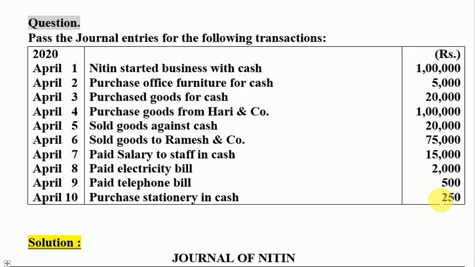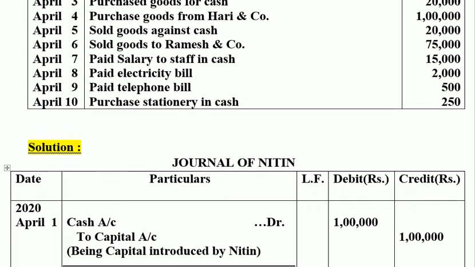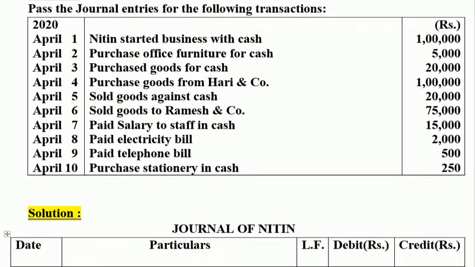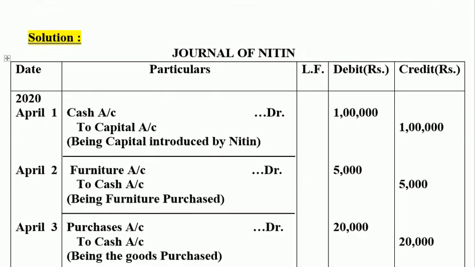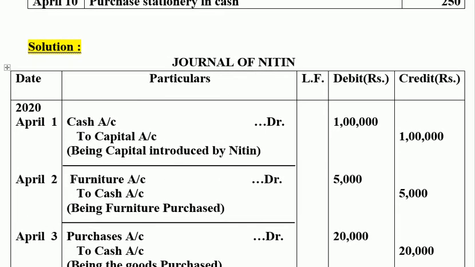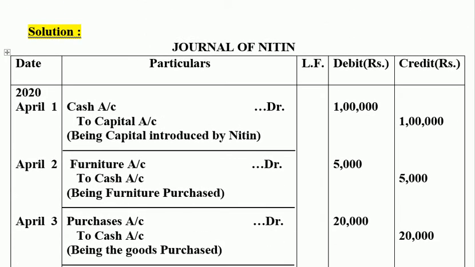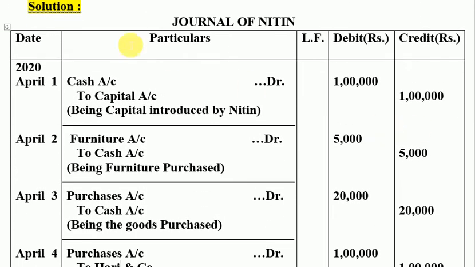Remember one thing in your mind, that all these transactions are being conducted in a business. So we will record all these business transactions, and we record this journal entry from the business point of view. Clear? So we record all these transactions in general with business point of view. Now comes towards the solution. Here you can see the solution.